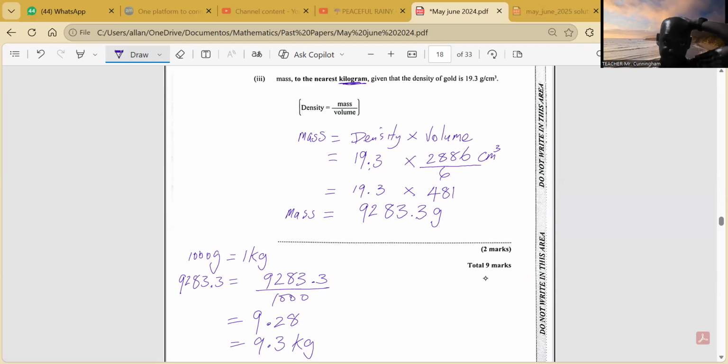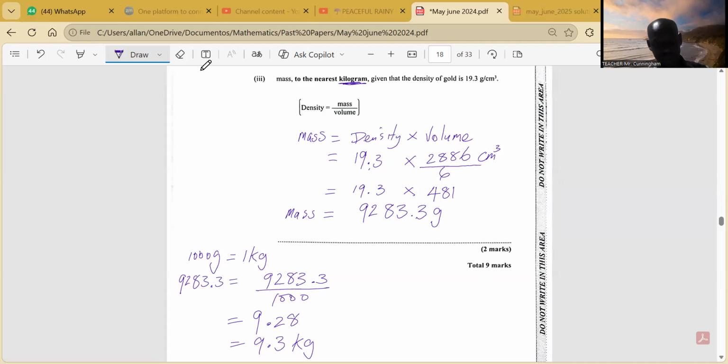9.3. And since they want it to the nearest kilogram, we'll have it as 9. The nearest kilogram, 9.3, is 9 kilograms.